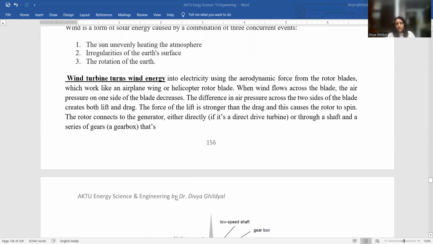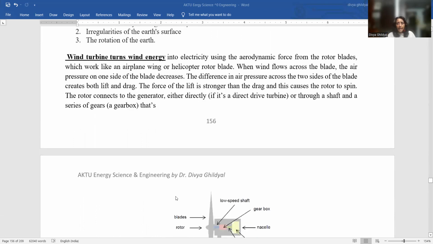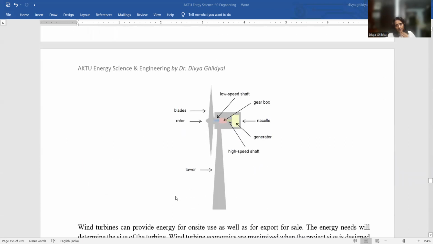using the aerodynamic force from the rotor blades, which works like an airplane wing or helicopter rotor blade. The force of the lift is stronger than the drag, and this causes the rotor to spin. Look at this diagram here.